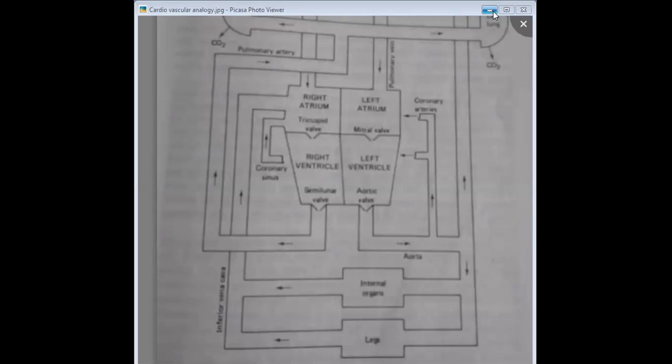See here. So here we have the right atrium, right ventricle, left atrium, left ventricle. Okay, so the blood from the inferior vena cava, from the lower body, comes in this way, and from the superior vena cava the blood from the upper body comes in this way and fills the right atrium.